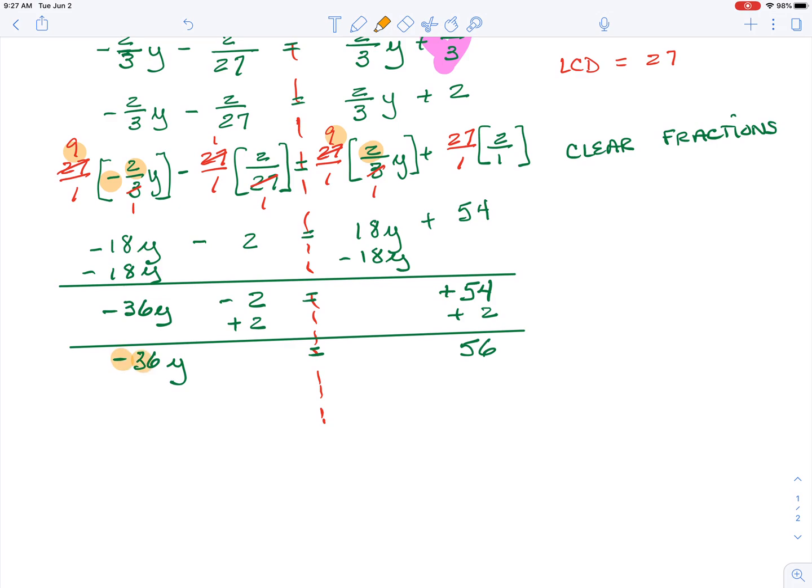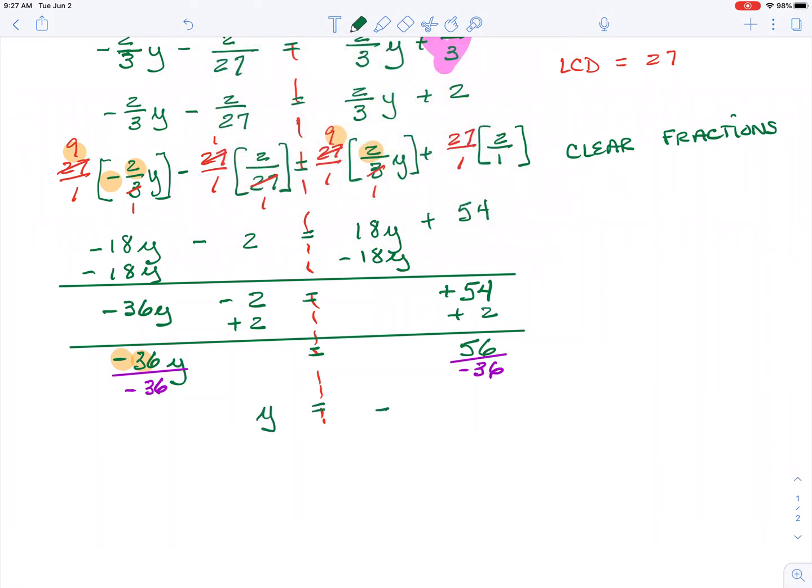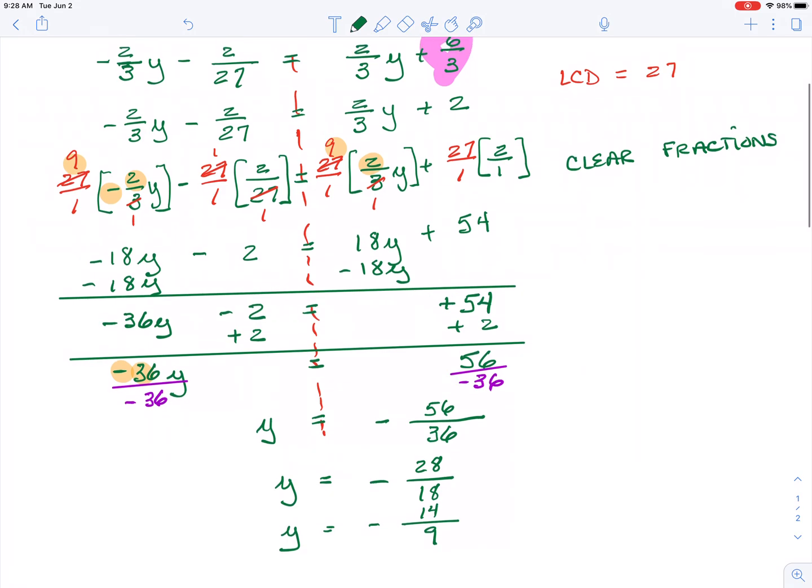And then remember, we always divide by whatever that coefficient is out in front of the variable when we get down to this last step. So I'm dividing here by negative 36. And I'm going to get positive 1y equals negative 56 over 36. And I know that will at least reduce by a factor of 2. What is that going to be? 28 over 18. So I can go by another factor of 2 here. That's 14 over 9. So it looks like this works all the way down to negative 14 over 9. All right, so that's a pretty decent way to work that.